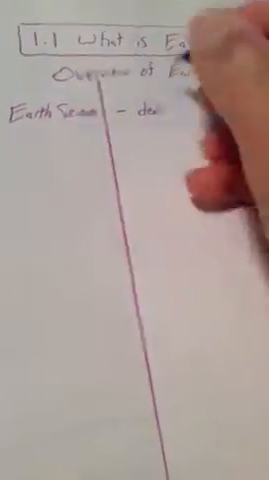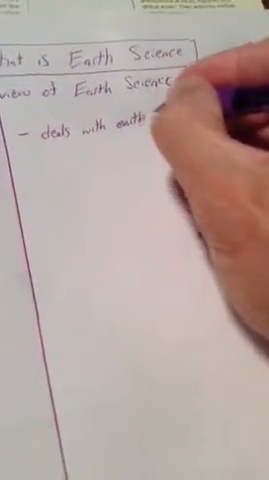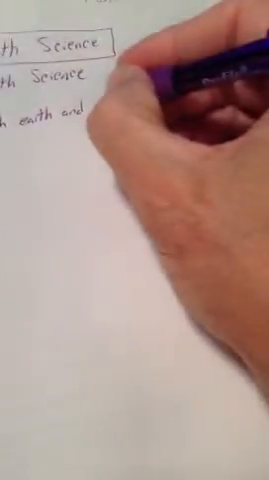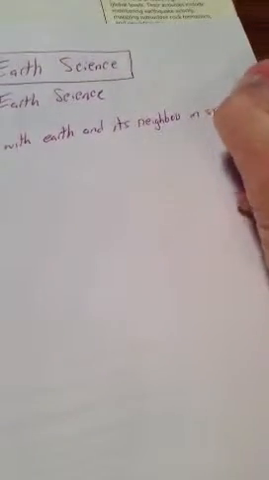Alright, so if I want to, I might go ahead and write a keyword here, Earth science. And then I would simply put a hash mark on this side, and I would say it deals with Earth and its neighbors in space. Alright, pretty simple, right? And then I continue on.